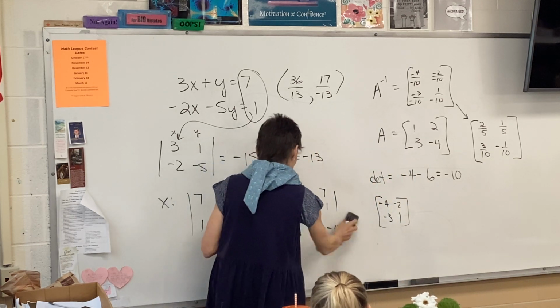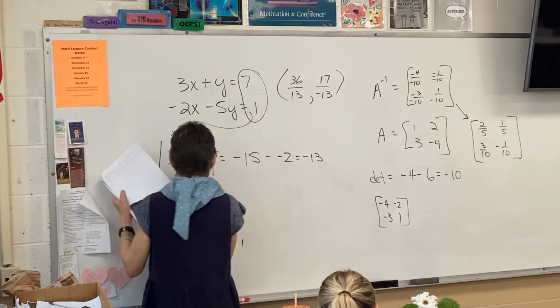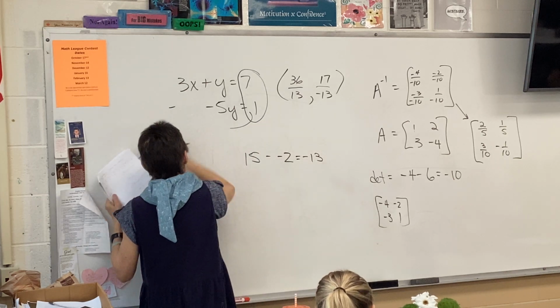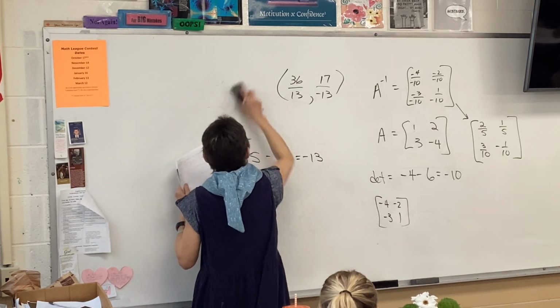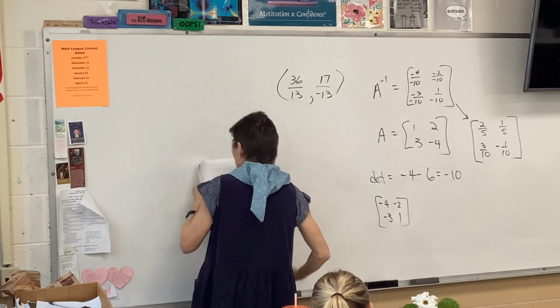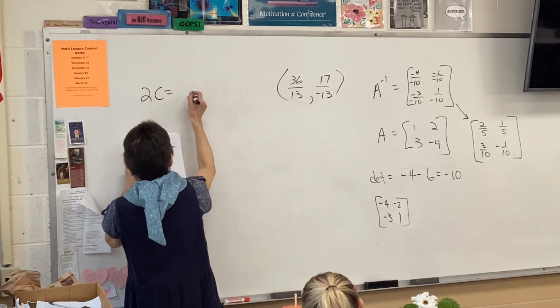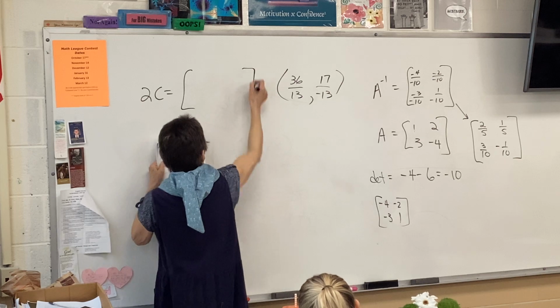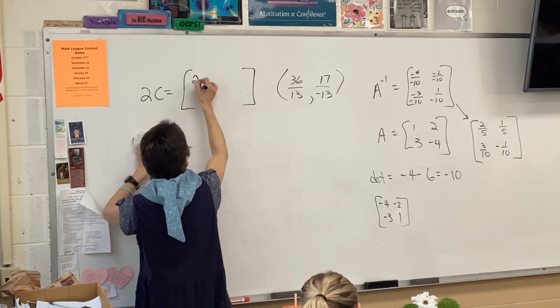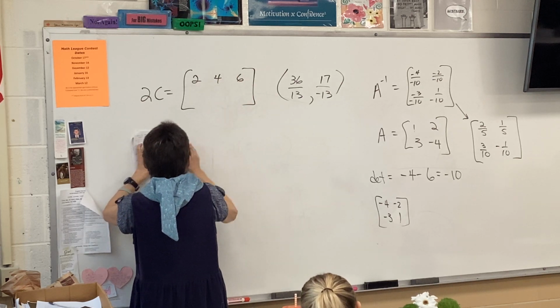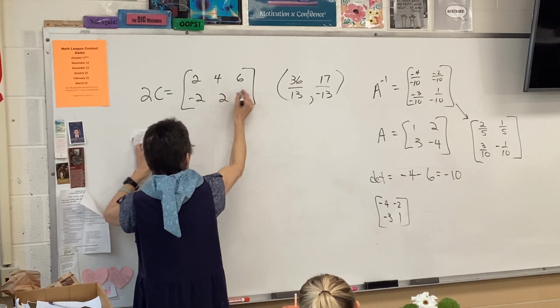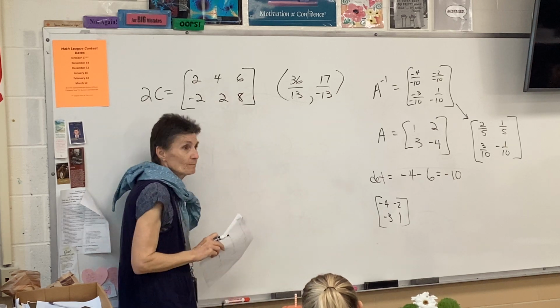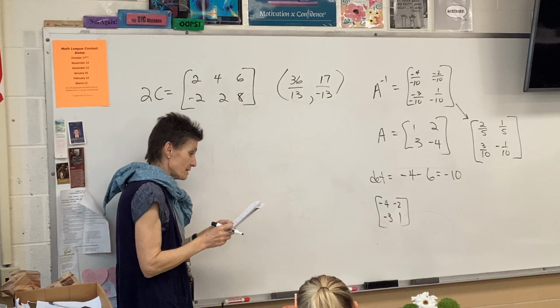All right, next we have 2C. Well, this is the easy one. What does that mean? 2C means multiply everything by 2. So 2, 4, 6, and negative 2, 2, 8. How does that look to everybody? Is that okay? That's the easy one.